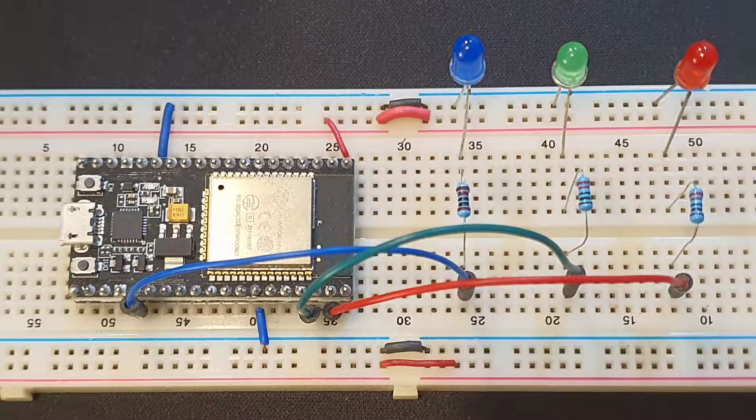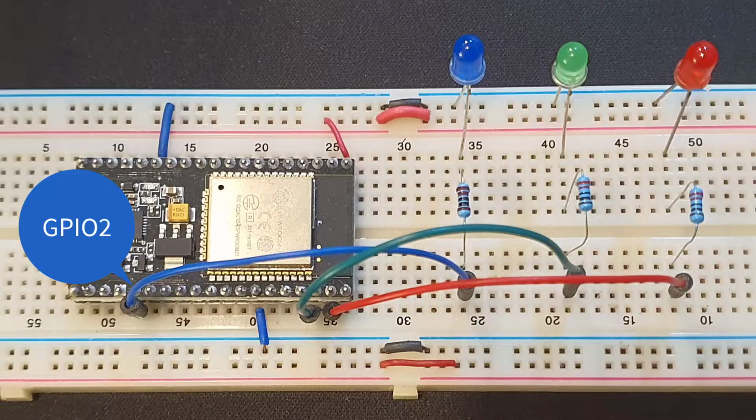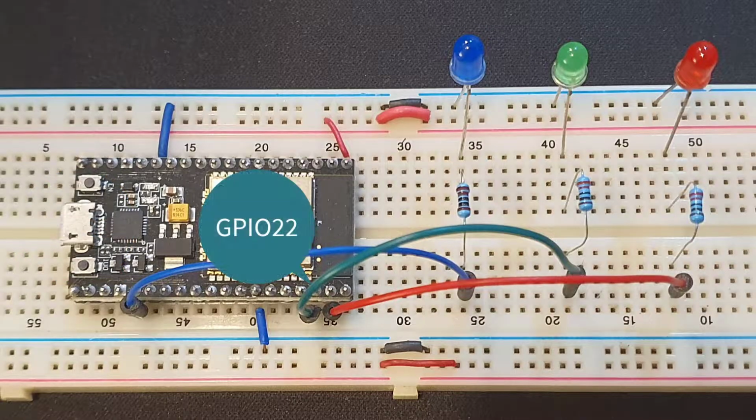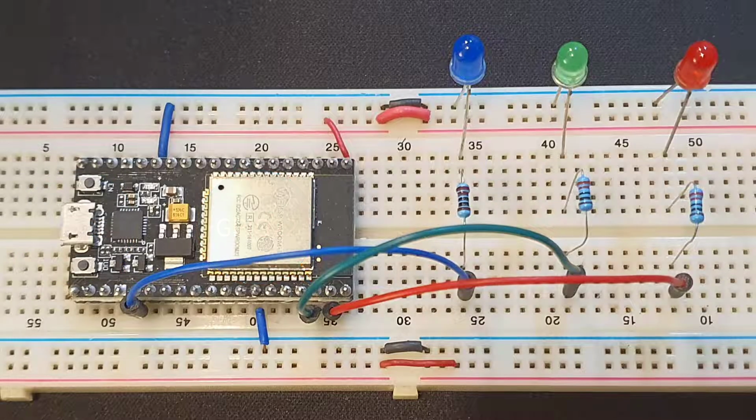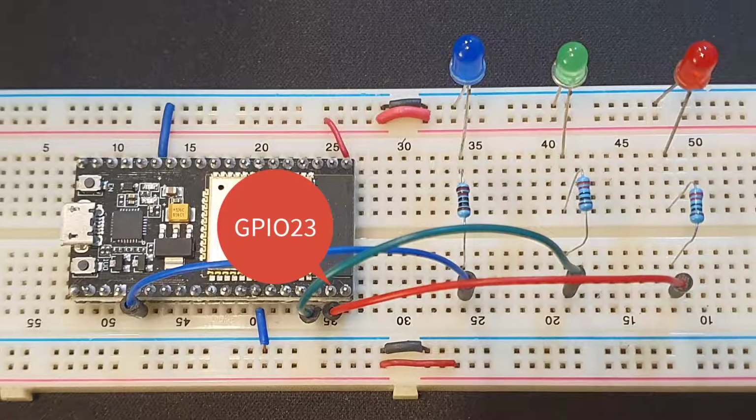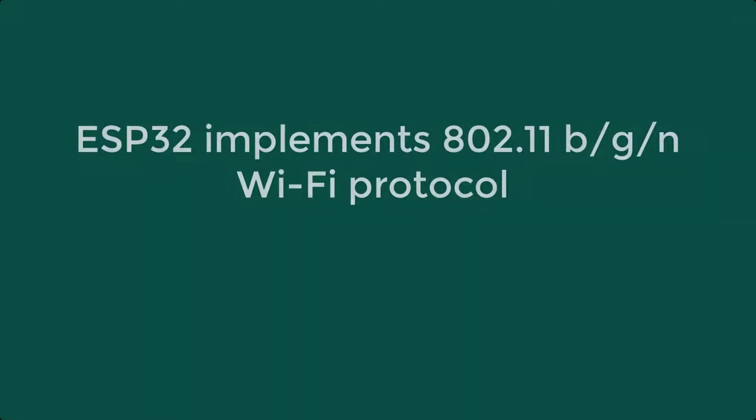The blue LED is connected to GPIO2, the green LED is connected to GPIO22, and the red LED is connected to GPIO23. So, let's begin the concept. The ESP32 supports Wi-Fi protocols 802.11 b, g, and n, and it operates at 2.4 GHz.